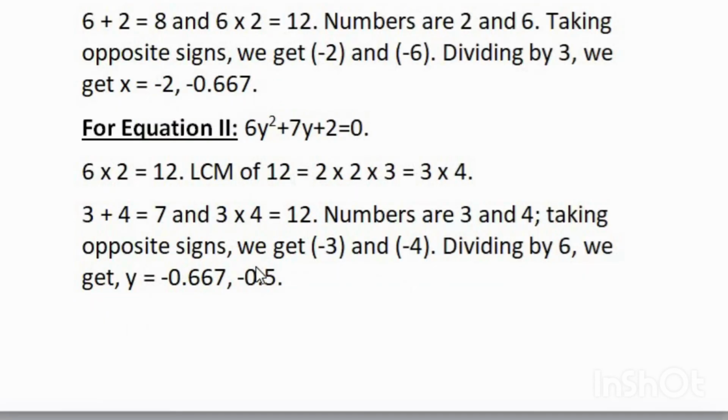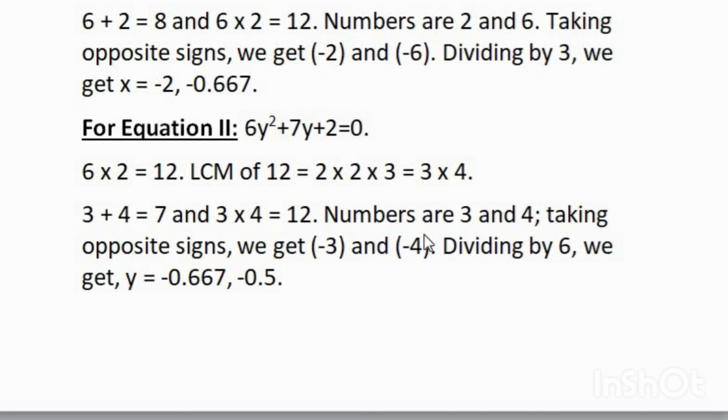Now considering the second equation, that is 6y square plus 7y plus 2 equal to 0. The first step is to multiply 2 and 6. So 2 into 6, 12. LCM of 12 is 2 into 2 into 3, which can be written as 3 into 4, because you have to get the middle term 7 when you add these two numbers. So 3 plus 4 equals 7, that is the middle term, and when you multiply these two numbers, 12. So the numbers are 3 and 4.